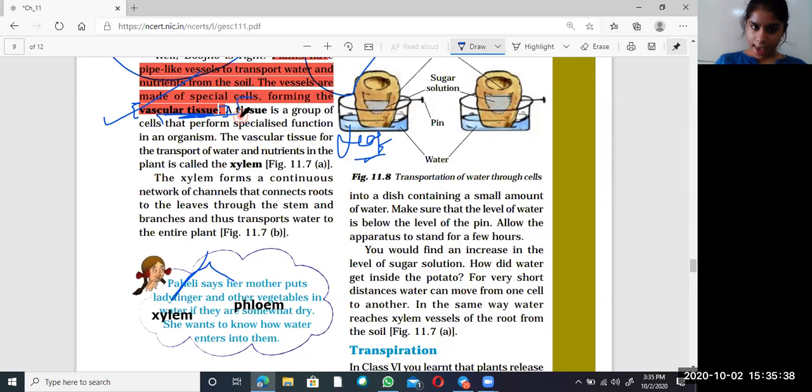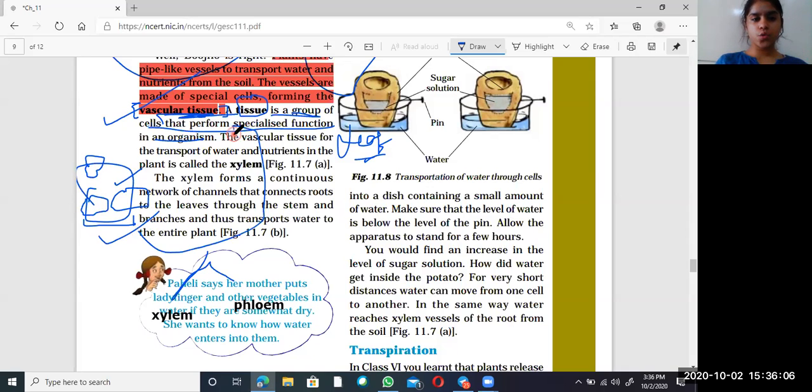Okay, let me tell you again what is a tissue. Tissue is a group of cells that perform specialized function in an organism. You all know आपका एक cell होता है. When two or more cells combine, they make a tissue, right? Fine. So now ये टिश्यू जो है in plants we have vascular tissues जो help करते हैं plant में substances का इधर से उधर transport होने में.